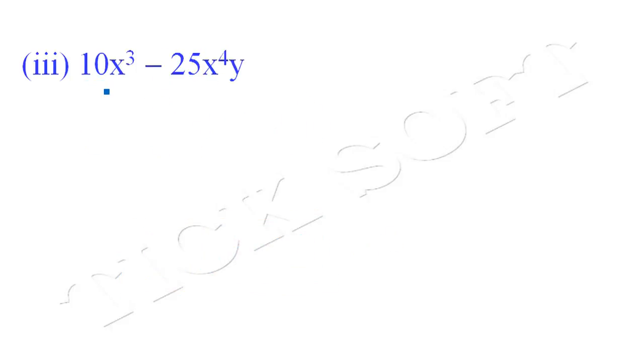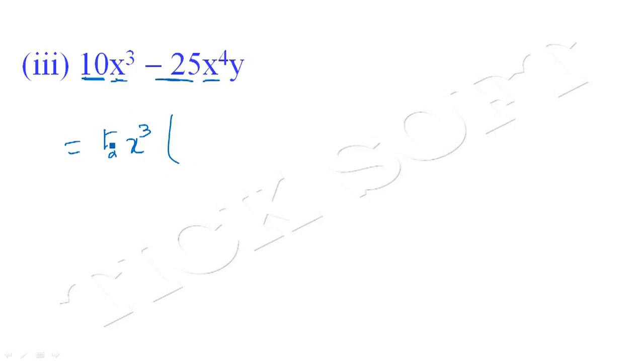And now we have the third expression, which is 10x cubed minus 25x to the power 4 into y. Here first let us take a look at the coefficients. Here we have 10 and here we have minus 25 as the coefficient. We know that these two terms have the common factor 5, because both 10 and 25 are available in the 5 times table. So we are going to take out 5 as the common factor. And we are going to take x to the power 3 as the common factor, because both terms consist of the variable x and the least power of x is the power 3.